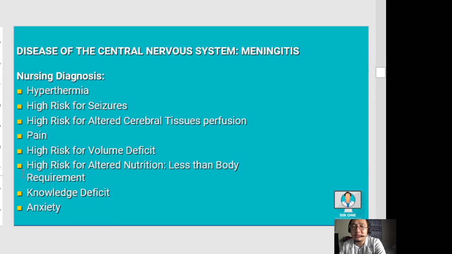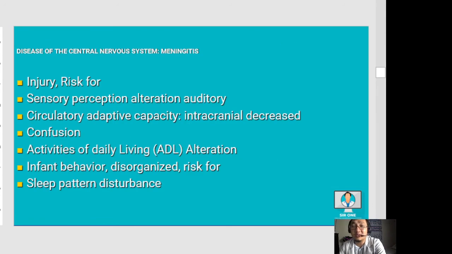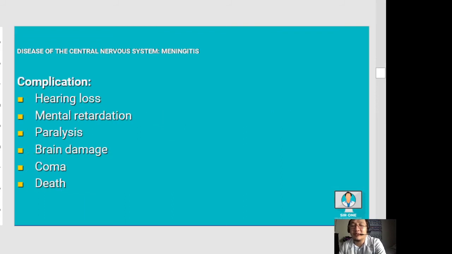So just to list some nursing diagnoses related to meningitis, and I know you have been asked several times to formulate a nursing diagnosis as part of being a student. Complications, again, also depend on the part of the brain affected, but in general, the patient may have hearing loss, mental retardation, paralysis, brain damage, coma, and even death.